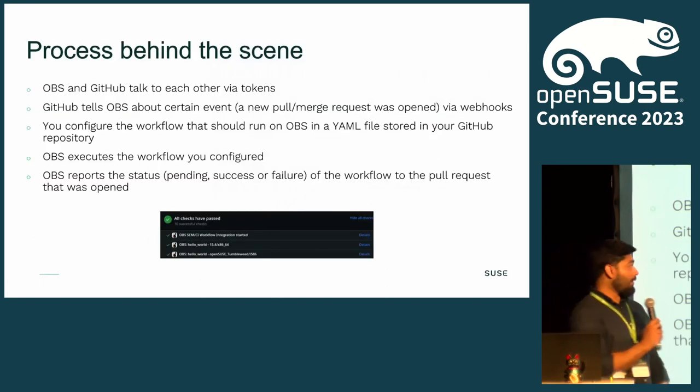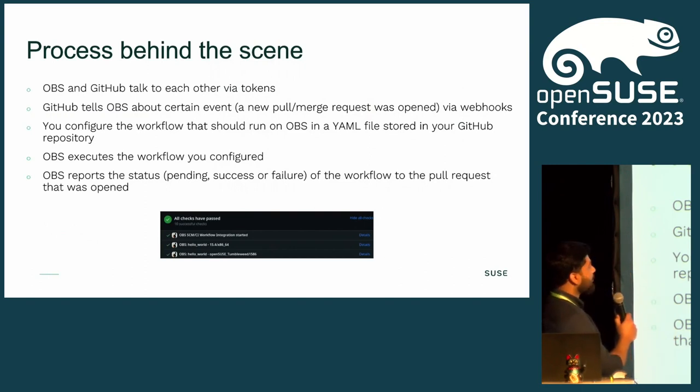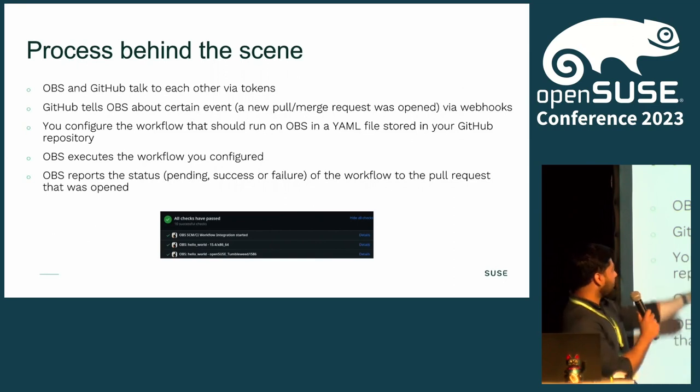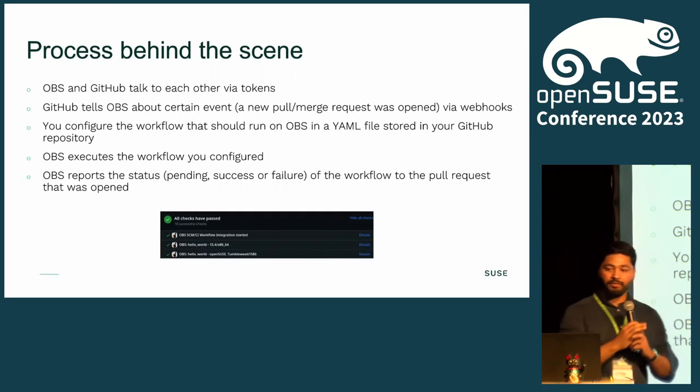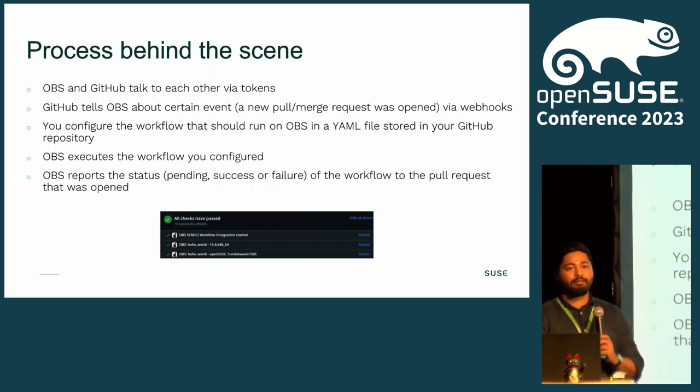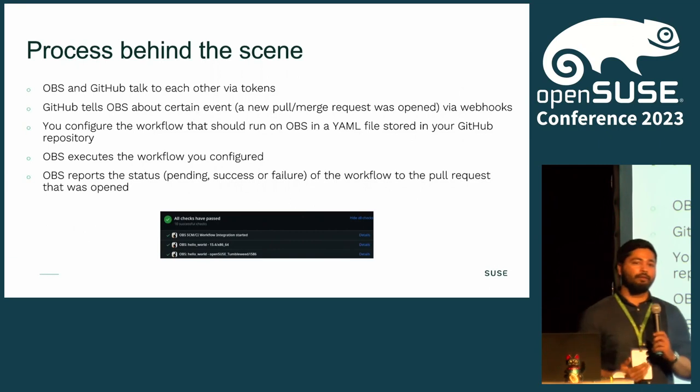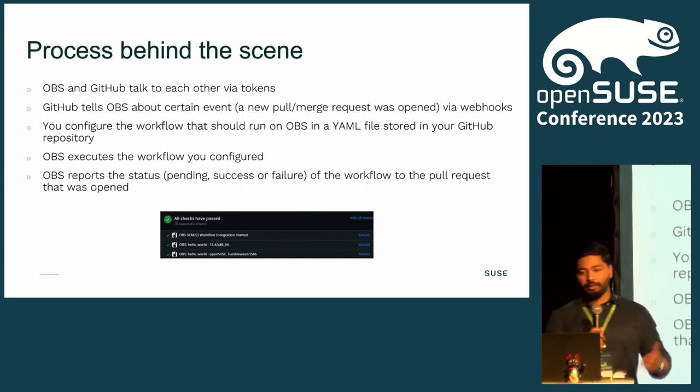So what is the process behind the scenes? OBS and GitHub talk to each other via tokens. In the previous slide, we saw that when we create secrets and the OBS workflow token, that's what it is for. These tokens are necessary for authorization. The second point is the webhook that we saw earlier, and how to define a webhook. Then the configuration files. This configuration file is the workflow definition that I talked about. By default, the definition should reside inside the .obs folder, and then OBS executes the workflow. Whenever there is a new event, OBS looks for that workflow file and executes the workflow. Based on the result, OBS tells GitHub whether the latest changes are succeeding or if the build failed for certain packages.